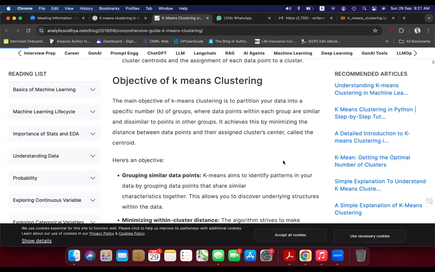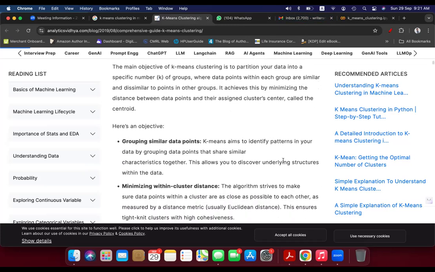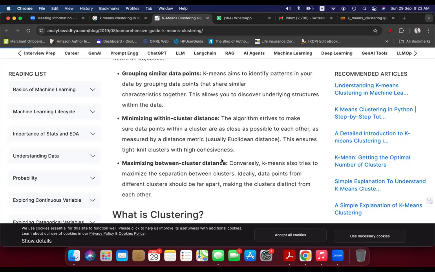So what would be the objective? The main objective of K means clustering is to partition your data into a specific number of groups, where data points within each group are similar and dissimilar to points in other groups. Okay. So grouping similar data points, that is our goal. Minimizing within cluster distance, that is another thing, right? And maximizing between cluster distance. These three things are the objective.